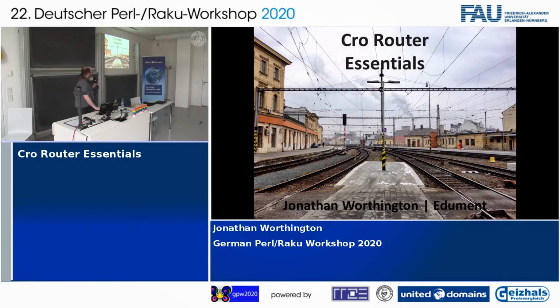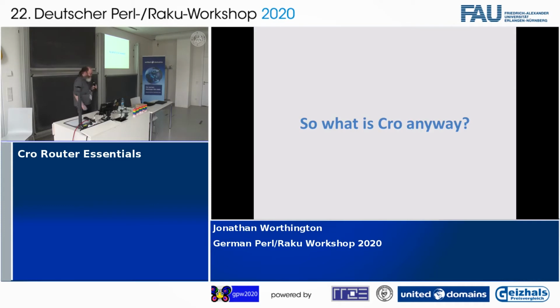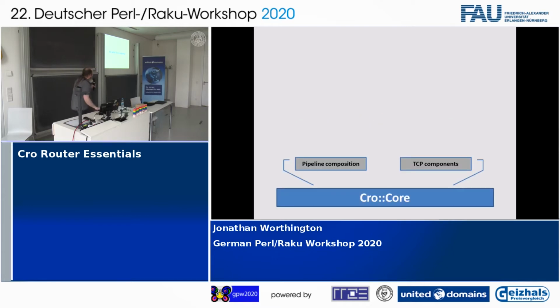Okay, so today I want to talk about Cro. What is Cro? Cro is a set of libraries for the Raku language for building effectively distributed systems, but it turns out most of the distributed systems people want to build are either web APIs or web applications. So probably almost all of its usage is for that. But it also speaks things like LDAP and so forth as well.